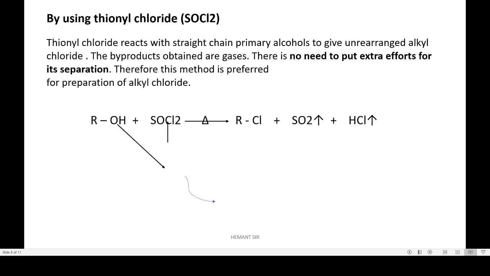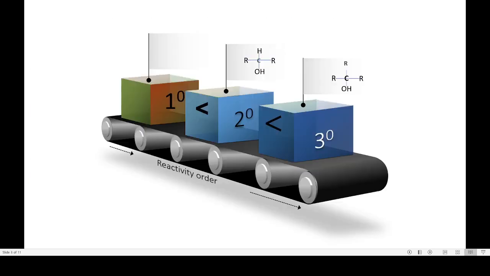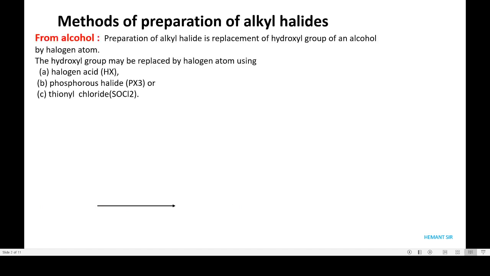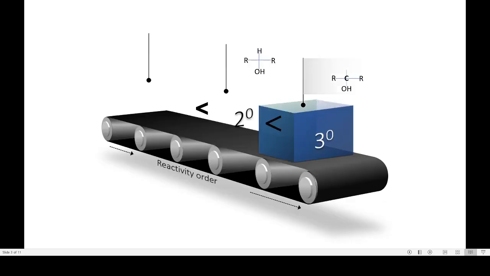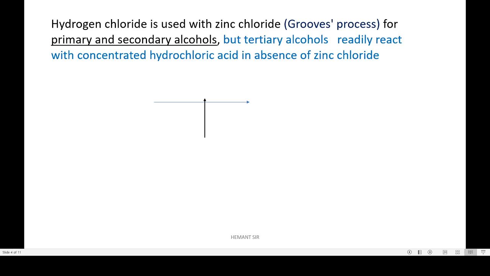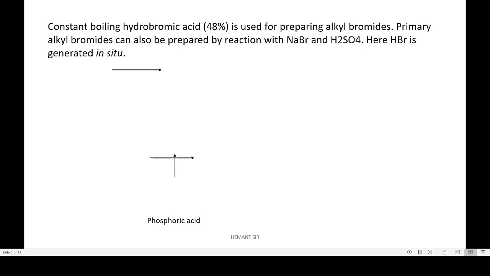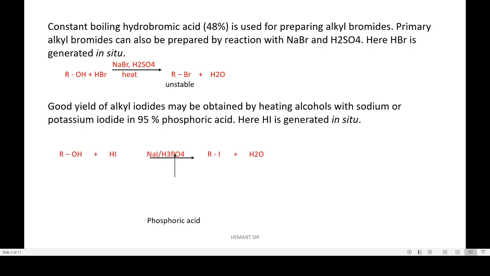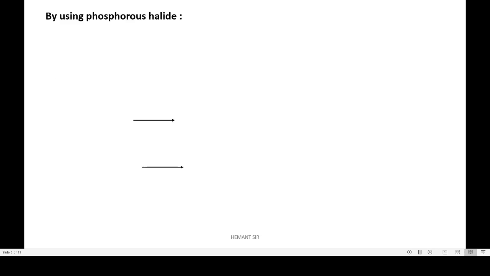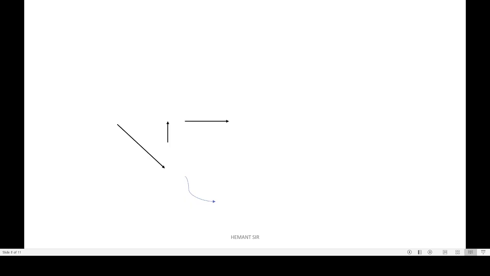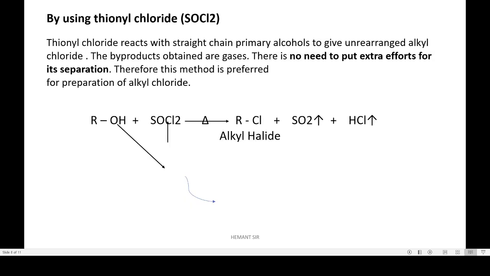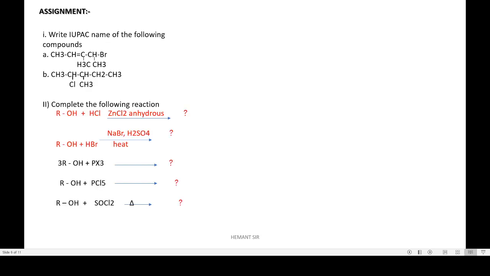So today we have seen the methods of preparation with the hydrogen halides, then the reactivity order, then the reaction with the Lucas reagent, then the reaction with HBr and HI, then with phosphorus halides, then the mechanism of it, then using thionyl chloride, a very simple reaction for the preparation of alkyl chloride, with their Lewis structures.